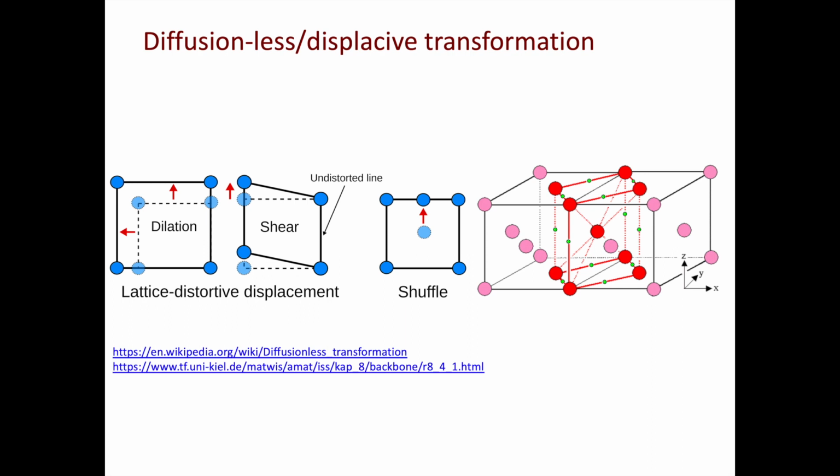The most famous Martensitic transformation is probably in steel. At high temperature, steels have FCC structure. If you cool down the steel very fast, the atoms will reposition slightly and form martensite. Martensite has the BCT, body-centered tetragonal structure.